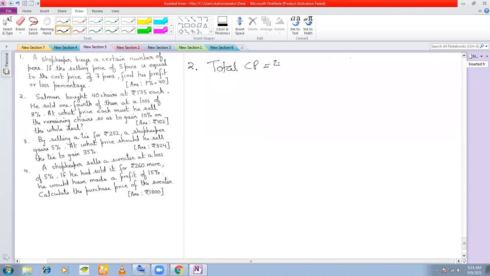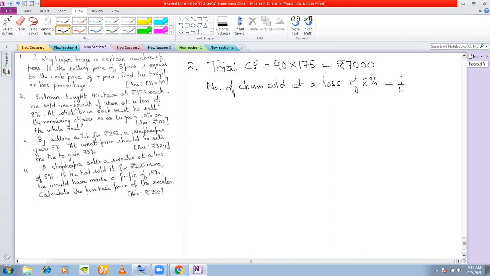The total cost price is 7,000. 40 into 175, right? Which will give you how much? Which will give you 7,000. Okay. Total cost price is this. He sold 1/4 of them at a loss of 8%. So number of chairs sold at a loss of 8%. How much is he selling?